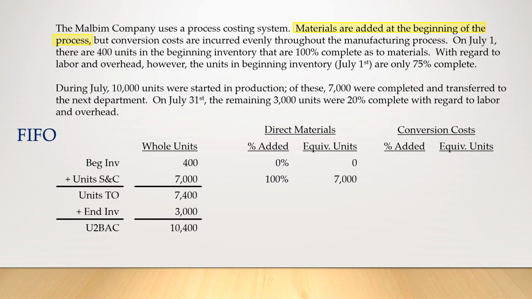Sum those two numbers together to get total equivalent units transferred out, 7,000 units. What about the ending inventory that was 20% complete with respect to conversion costs? Also 100%. Again, once these units were put into production, they received all of their necessary materials. The total equivalent units to be assigned costs with respect to direct materials is therefore 10,000 units.